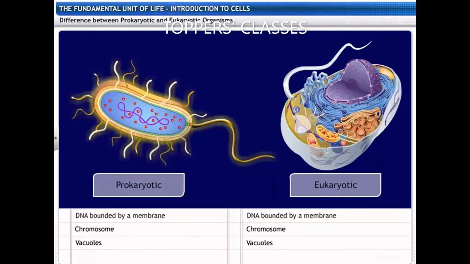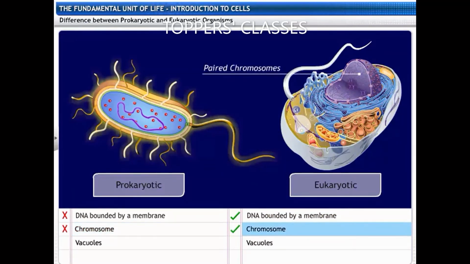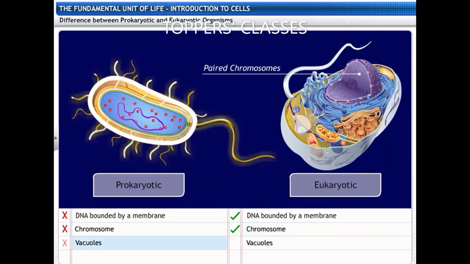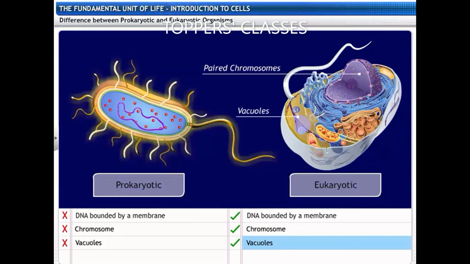Let's see the difference between prokaryotic and eukaryotic organisms. Prokaryotic DNA is not bounded by a membrane, called nucleoid. Eukaryotic DNA is bounded by a nuclear membrane. Prokaryote has a single circular DNA, while eukaryote has DNA in paired chromosomes. Prokaryotes do not have vacuoles, while eukaryotes do have vacuoles.